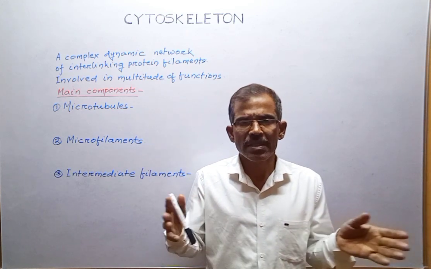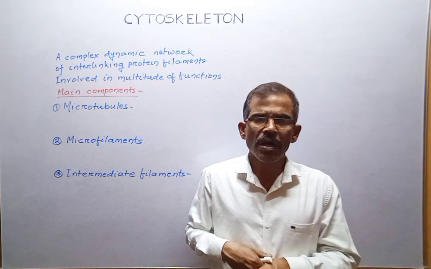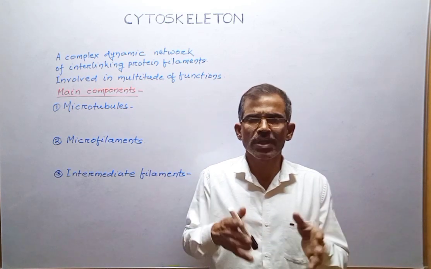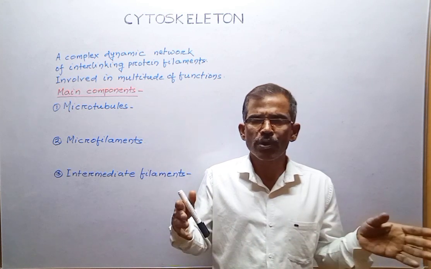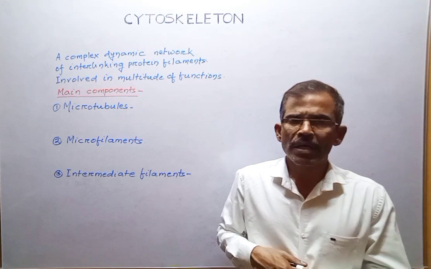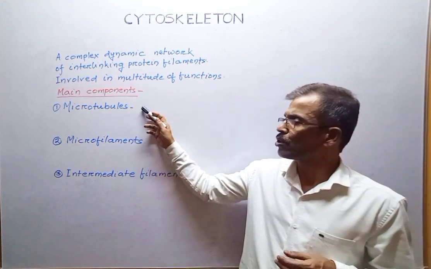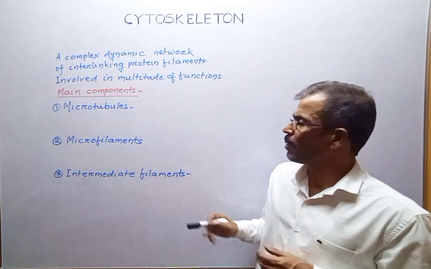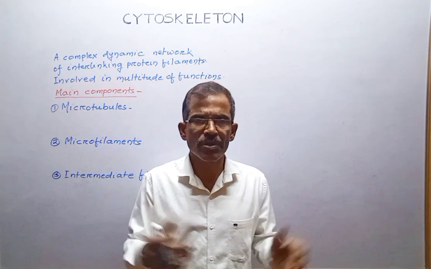Today we shall discuss about the eukaryotic cytoskeleton. In eukaryotes, the cytoskeleton extends from nucleus to the cell membrane. It is composed of similar proteins in various organisms. The main components of the eukaryotic cytoskeletons are microtubules, microfilaments and intermediate filaments. The cytoskeleton has multitude of functions.